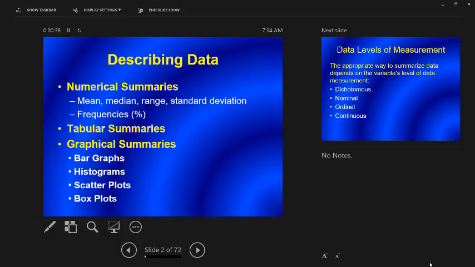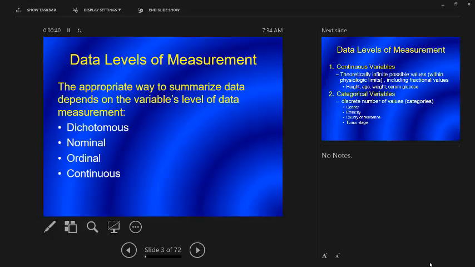And the type of summary that you will use for the particular variable that you want to summarize depends on the level of data measurement. And so here are the four main categories of data measurement that we'll be talking about: dichotomous, nominal, ordinal, and continuous. So those first three come under the umbrella of categorical variables versus continuous variables.